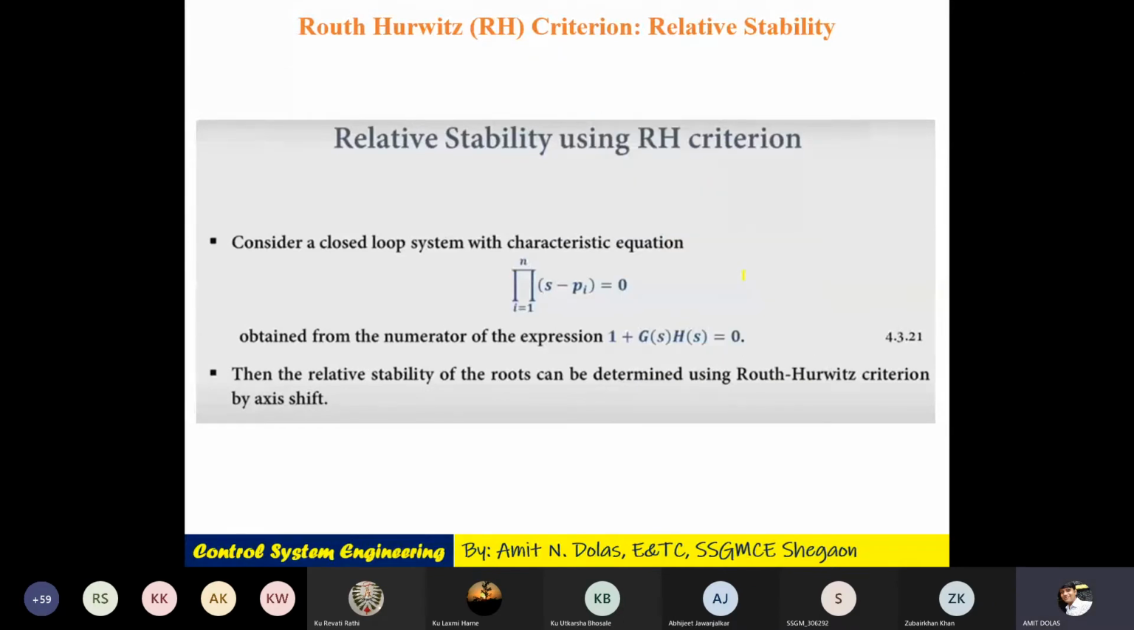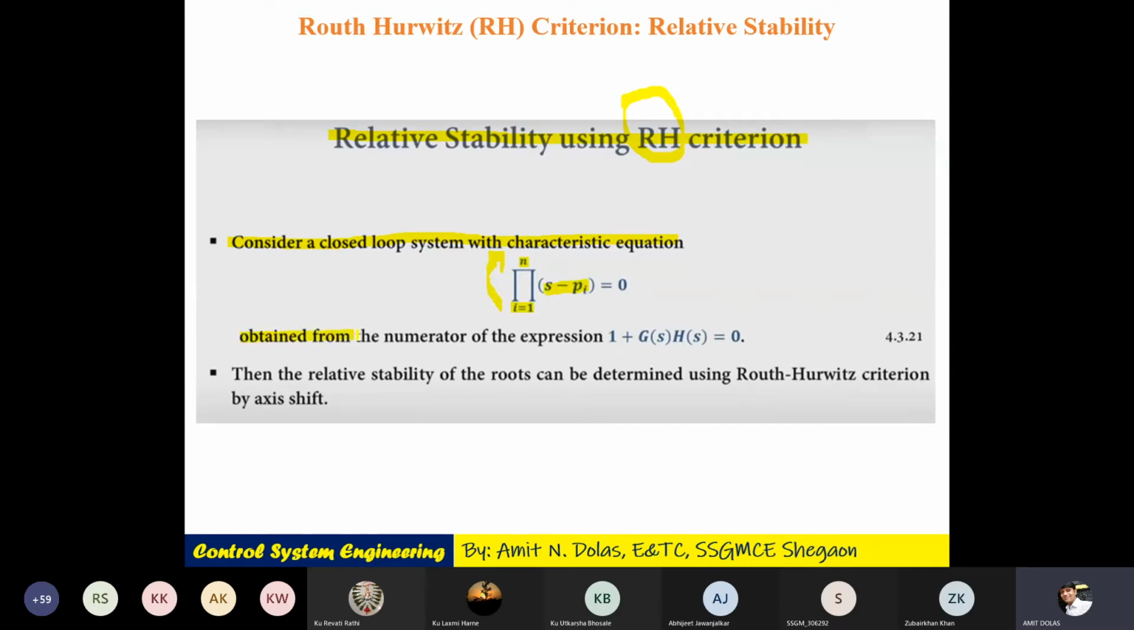I hope you understood what is relative stability with the previous example. We have seen the theory, we have seen what changes in the characteristic equation. So, relative stability using the Routh-Hurwitz criterion. Consider a closed loop system with characteristic equation. What is the characteristic equation? Product of all (s minus pi), i from 1 to n. Of course, if n is 3, it will be (s minus p1) into (s minus p2) into (s minus p3) is equal to 0. So 3 roots are there. There will be 3 products here.